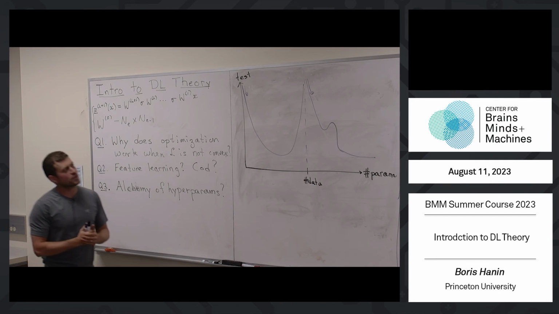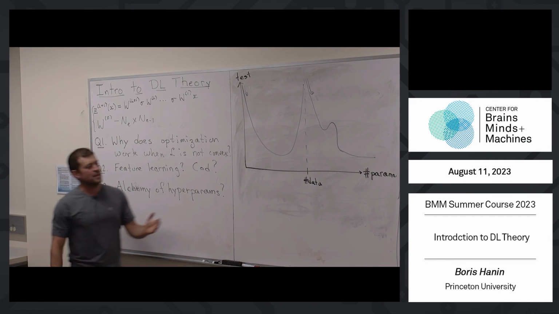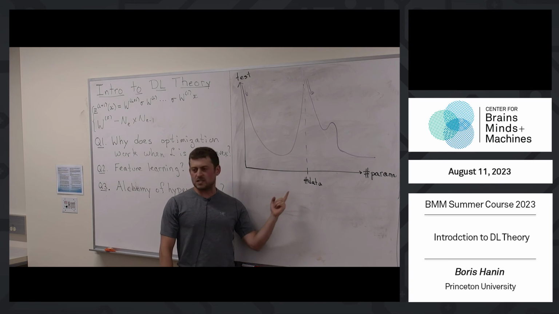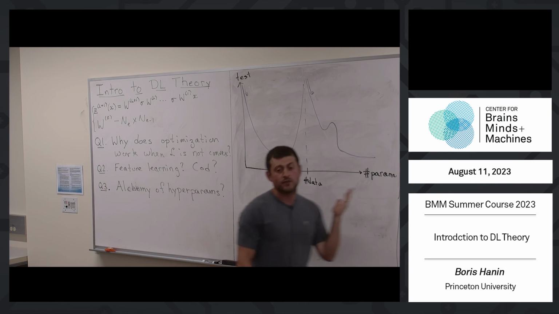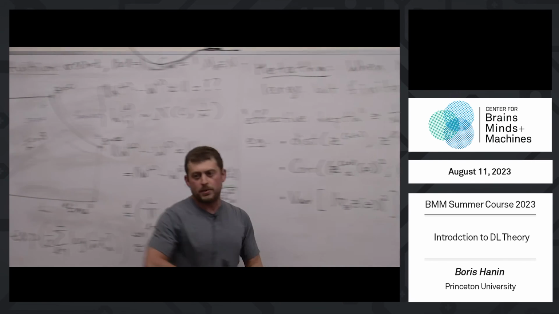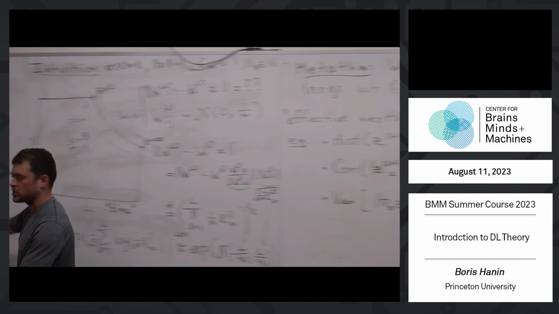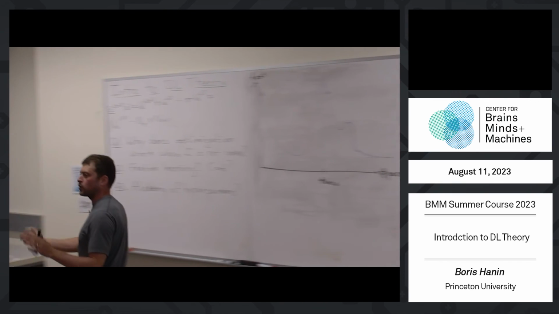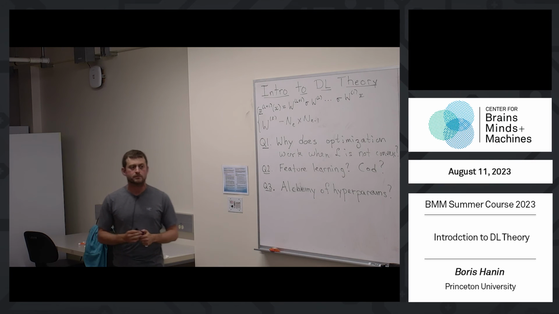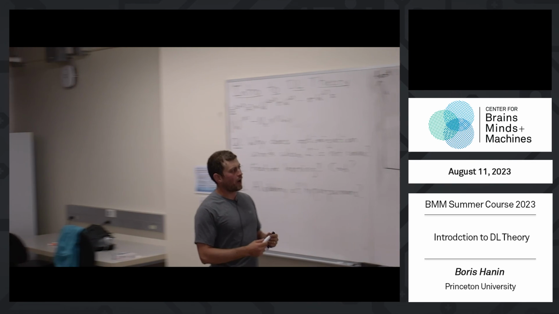The thing I want to say is, why is this picture reasonable? We first discovered it, quote unquote, for neural networks, but it's true for decision trees, it's true for linear models, it's true for almost everything you've ever heard of. And the question is, why?